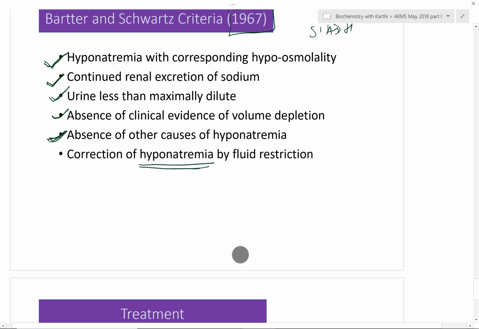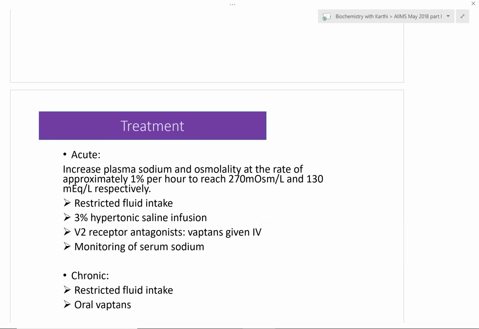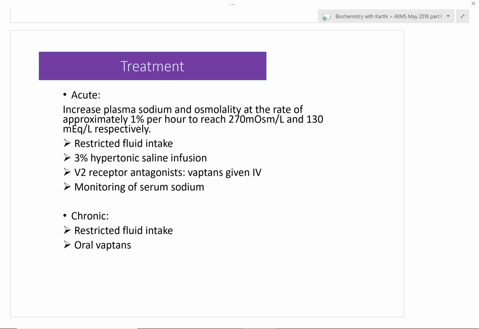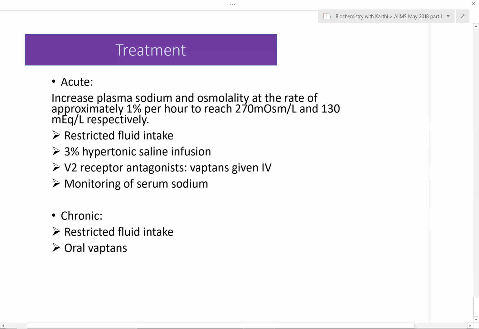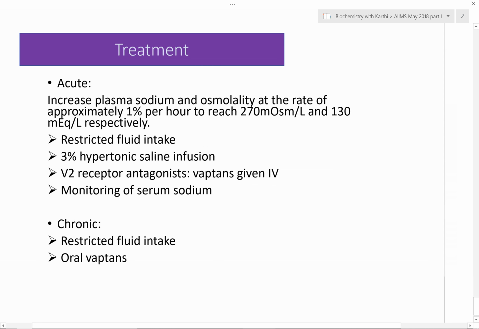So now we'll see the treatment, and we'll see that fluid restriction forms an important part of the treatment of SIADH. So depending on how the patient comes to you, whether it is an acute or a chronic case, that will justify your treatment. So when there is hyponatremia, we want to correct the sodium levels, we want to make it normal, but we don't want to do it too fast.